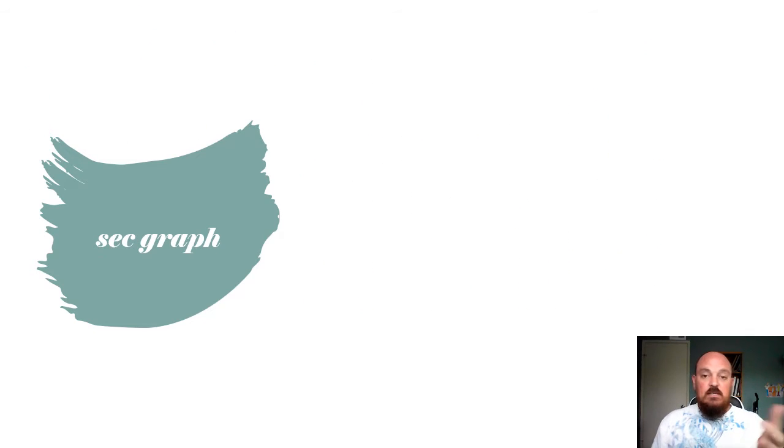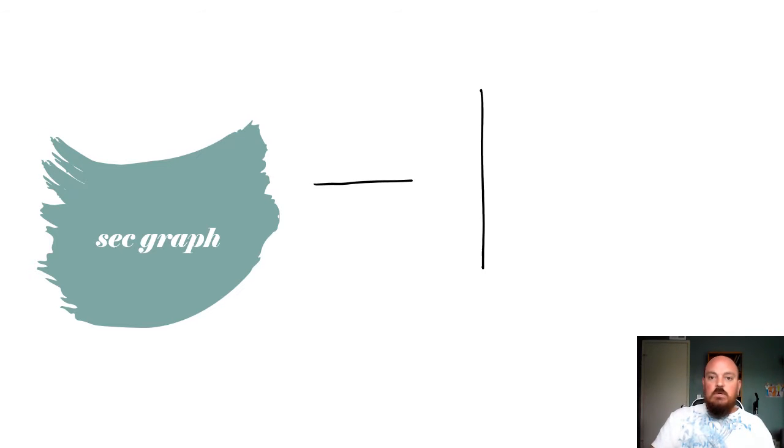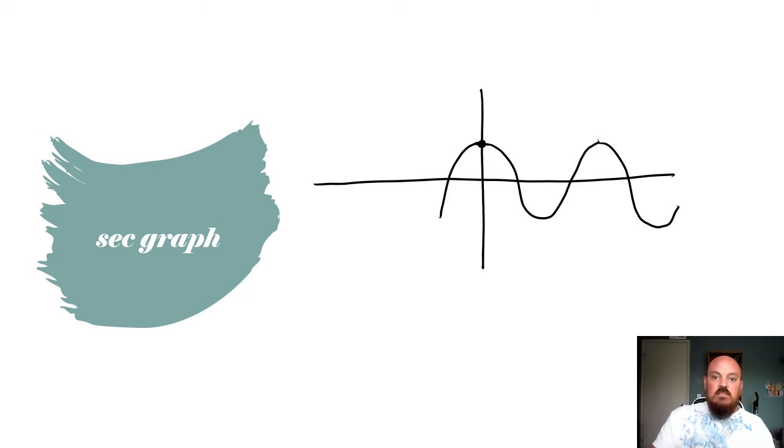Now, if I want to do secant, I'm going to literally do the exact same thing, but with cosine. So I would draw a graph of cosine x first. Now remember, cosine looks just like sine, but instead of starting at 0, it starts right here at 1. But then it does the same thing, has that repeating oscillating graph. Sine and cosine look exactly the same. They just start at a different point.